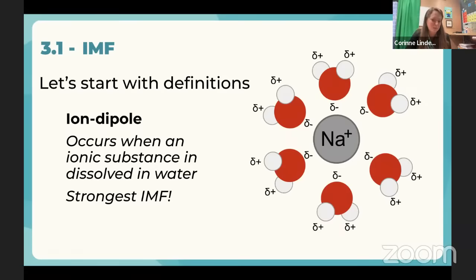So it's good to start with the basics and really understand each of these interactions so that you can describe it well. So ion dipole interaction, this is going to occur when you dissolve an ionic substance in water. So it's going to be your strongest interaction just due to that electrostatic force.